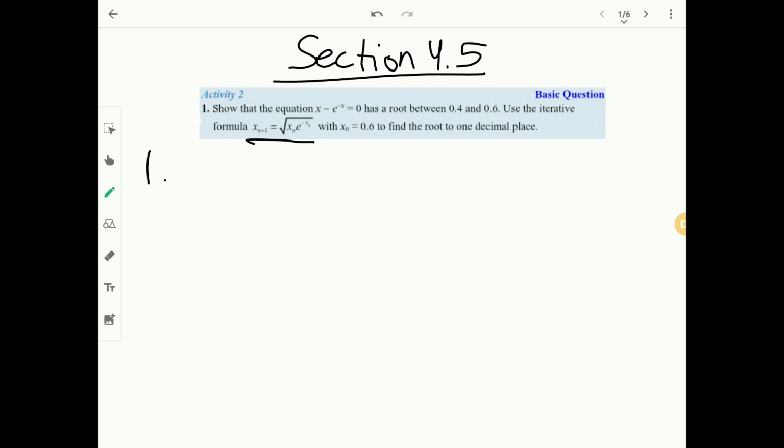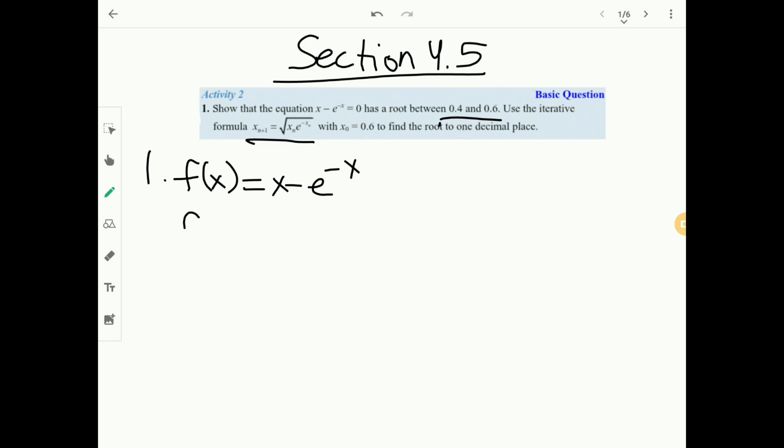Okay, let's check together. First step, to make it very simple for us, let's just quickly call this f of x. So f of x equals x minus e to the minus x. No, it's not equal to 0. It's just this. Now, next step, we have 0.4 and 0.6. I'm going to solve it and then I'll give you guys a few seconds to remember something.